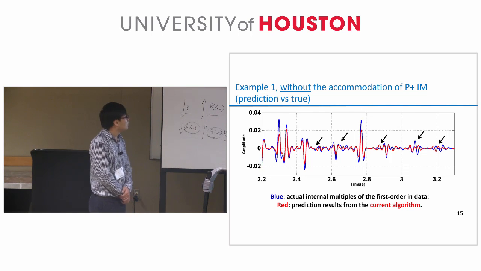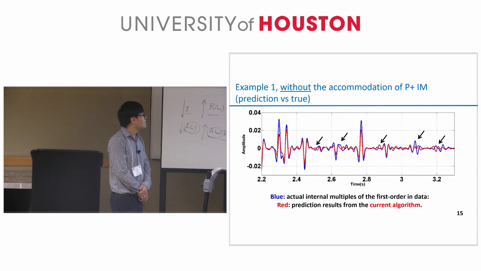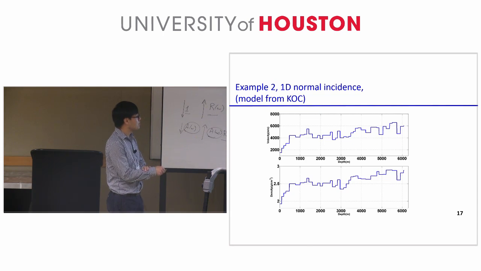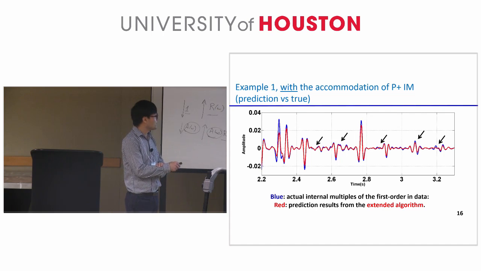So let's look at the comparison between the prediction from the current algorithm and the true internal multiple in the data. First, the blue line represents the actual internal multiples of the first order in the data, and the red line represents the prediction results from the current algorithm. The first thing we notice is that it's actually a pretty good prediction. We can see the major internal multiples are predicted very well.